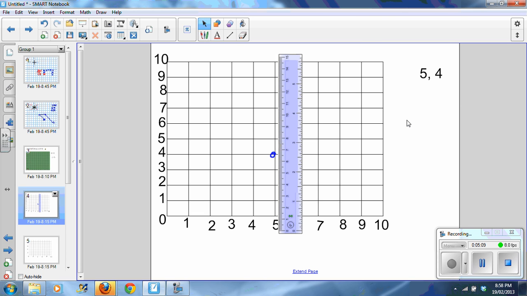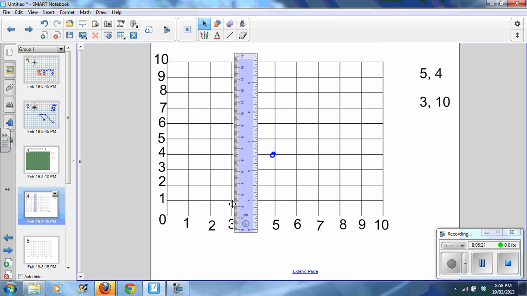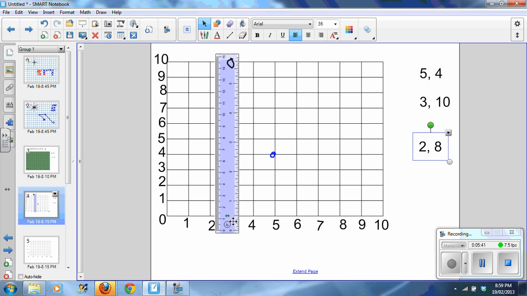They may be asked to the coordinates 3, 10. Okay, we crawl before we climb. Let's crawl along 3 and put our ruler there. And now let's climb 10. Let's have a look at another one. 2, 8. So we crawl along the bottom, 1, 2, and we climb up to 8, and we put a circle.